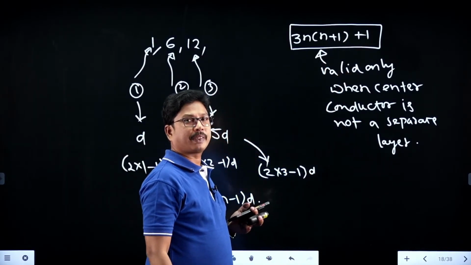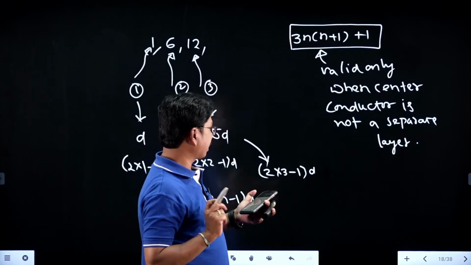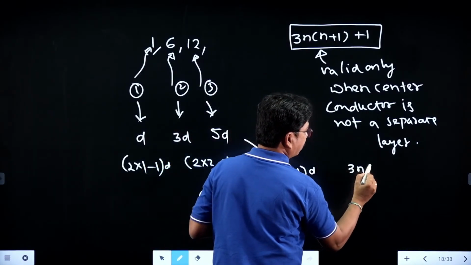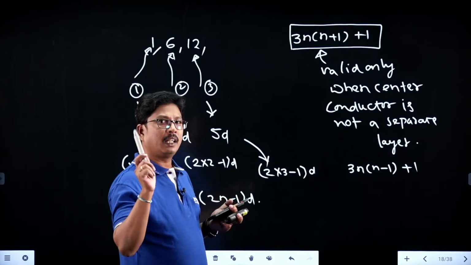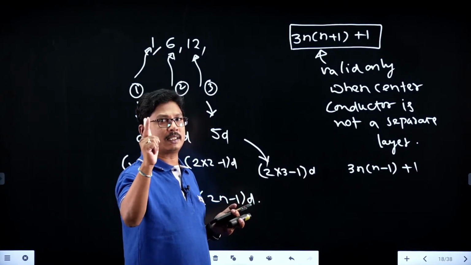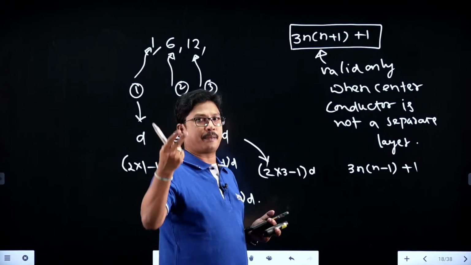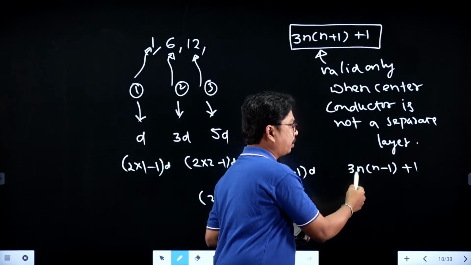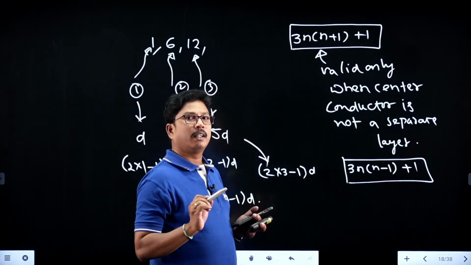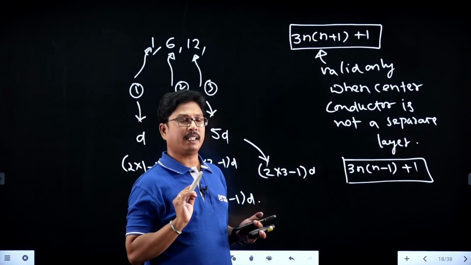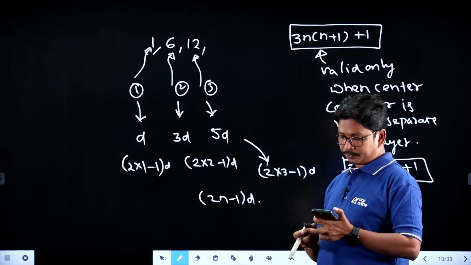If the center conductor is also a layer, then what is the formula for the total number of strands? That will be 3n into n minus 1 plus 1. Suppose the center conductor is a layer, in the first layer we have one strand. So n is equal to 1, we are having only 1. In the second layer n is equal to 2, so 3 into 2, 6 into 1 plus 1, we will get 7. So this is the formula when we are considering the center conductor as a separate layer, for finding the total number of strands. Clear, right?